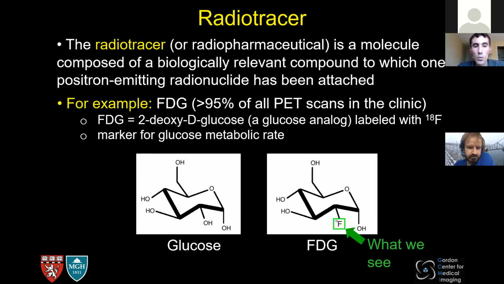And I'm sure you know why we're so interested in measuring this. It's because cancer cells actually have higher metabolic demands than healthy cells. So they're going to take up much more FDG than healthy tissue, and that's how we're able to detect tumors in someone's body, basically, okay?